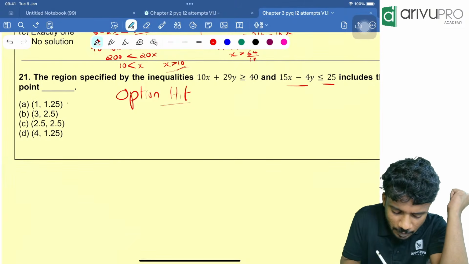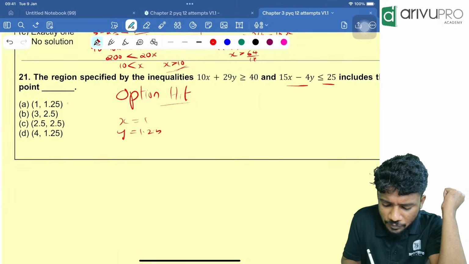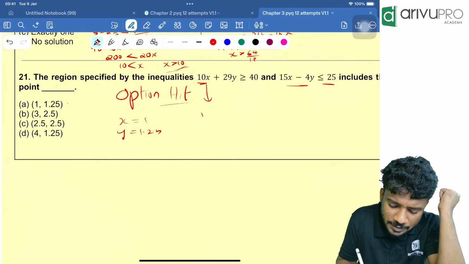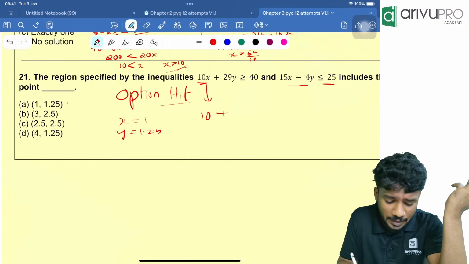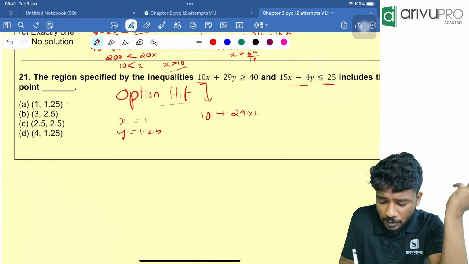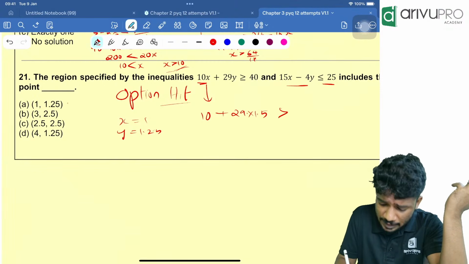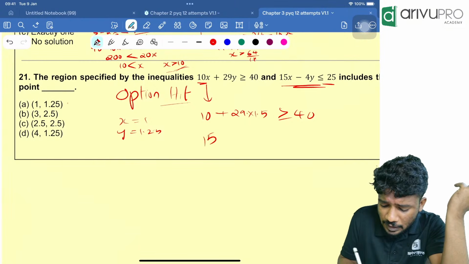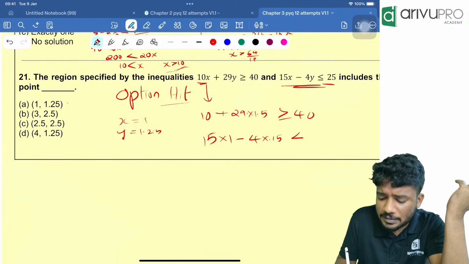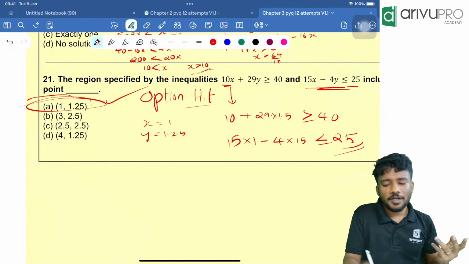Now put option A. That means x is equal to 1, y is equal to 1.5. x is equal to 1 means 10 into x is 10 itself, plus 29 into 1.5. You check the value. Is it greater than 40? Yes, it is greater than 40. Similarly, 15 into 1 minus 4 into 1.5. Is it less than 25? Yes, it is less than 25. Both the conditions are satisfied in option A itself.